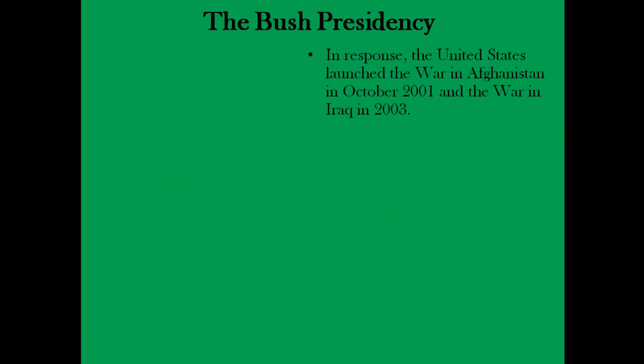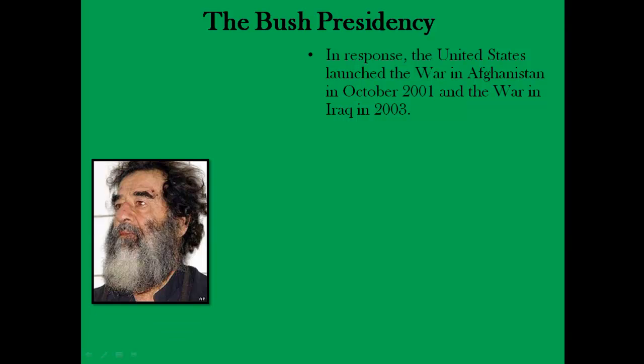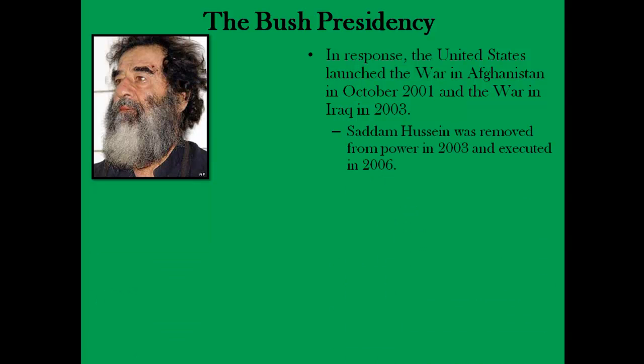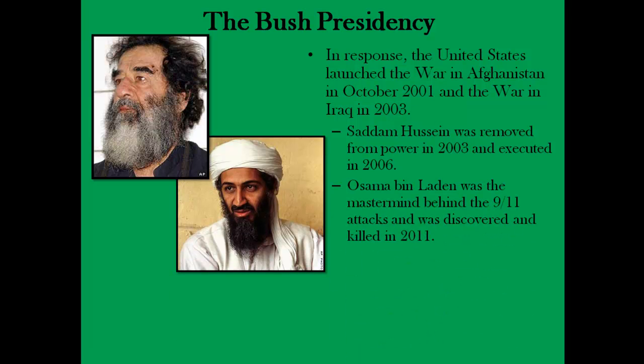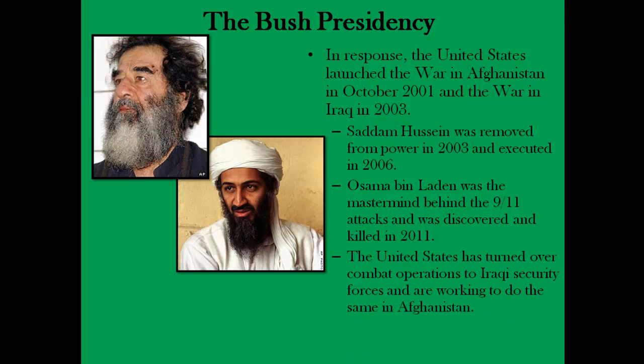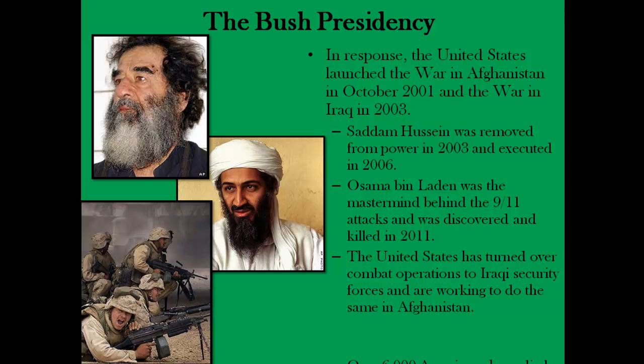In response to the attacks of September 11th, the United States first launched a war in Afghanistan in October 2001, and then a war in Iraq in 2003. Saddam Hussein was removed from power in 2003 when Baghdad fell. He was tried, and in 2006 he was executed. Osama bin Laden, the mastermind behind the 9/11 attacks, was found in Pakistan and killed in 2011. The United States has turned over combat operations to security forces in Iraq and is working on a similar conclusion to the war in Afghanistan. All told, over 6,000 Americans have died in the war on terrorism in Iraq and Afghanistan.